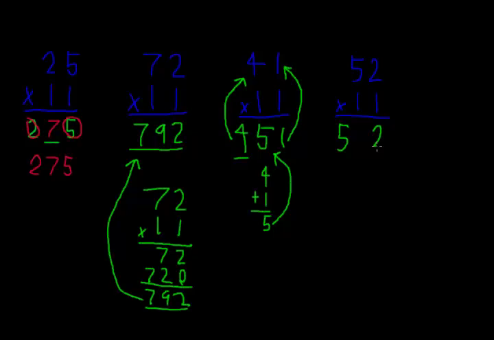For our last example here, we have 52 times 11, so that would be a 5 there, a 2 there, and then we add the 5 and the 2 together to get 7, which gives 572. And this really is a simple technique.